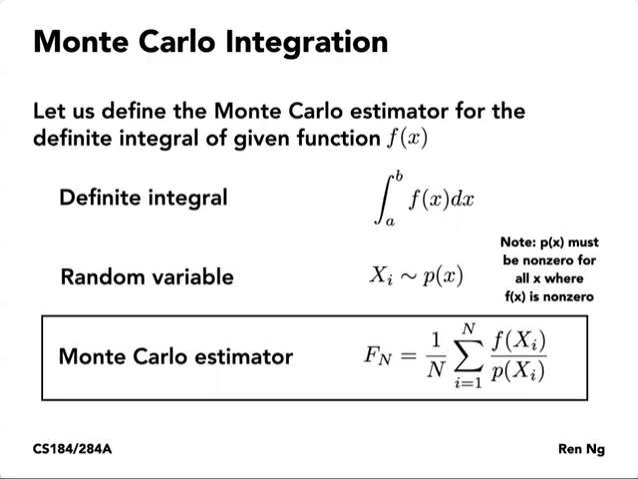And what this slide is saying is that if we do all of that, we will end up with an estimator. We'll get a number, right? And that number is our random estimate for this definite integral here.